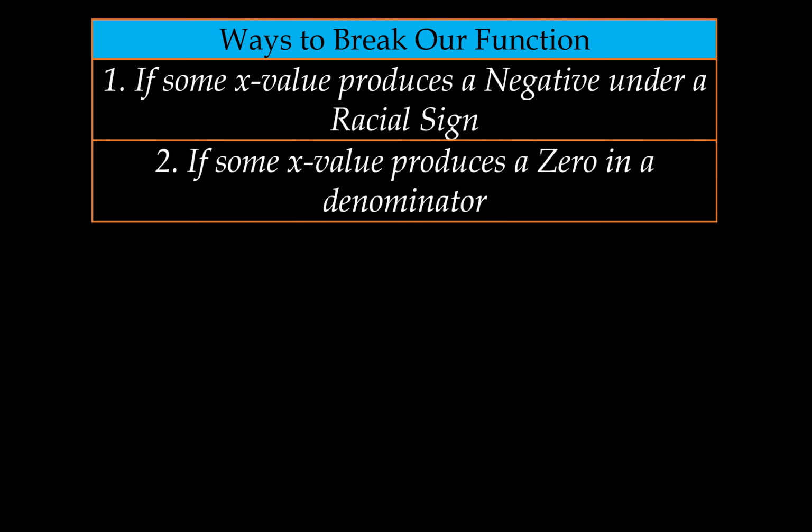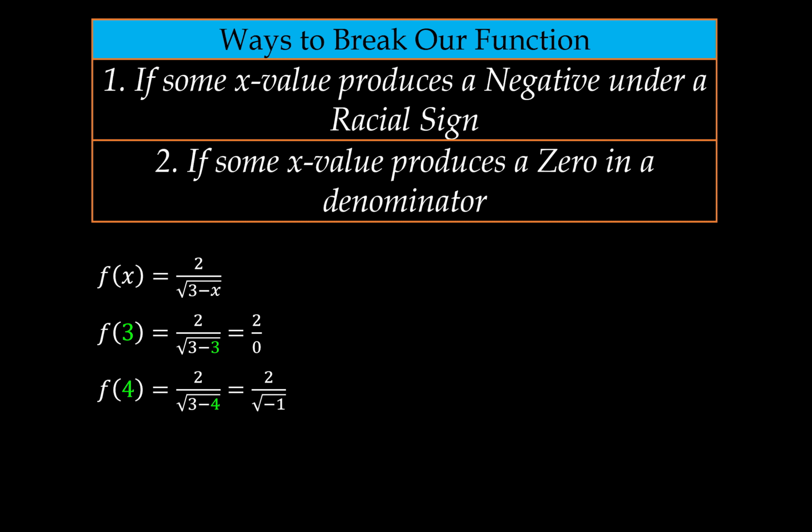We have looked at how to identify the domain of a function by making sure we omit any numbers that will produce a negative under an even root or a 0 in a denominator. For example, if we are given the following function and we input 3, the denominator would become 0, and if we put any number greater than 3, our radical would have a negative under it.